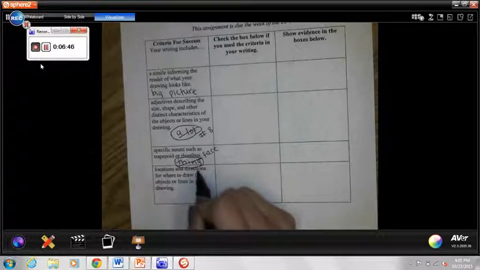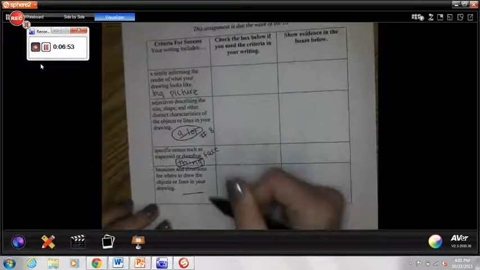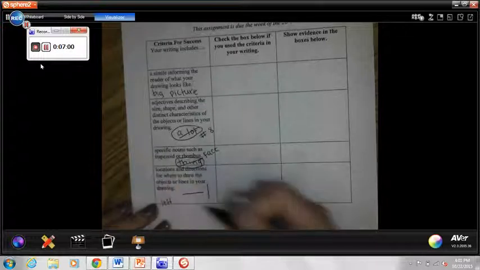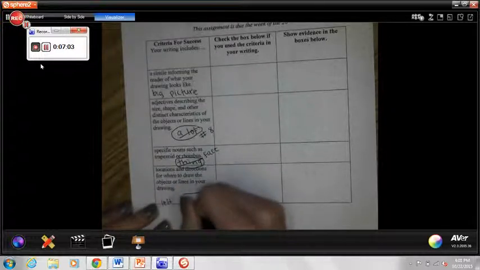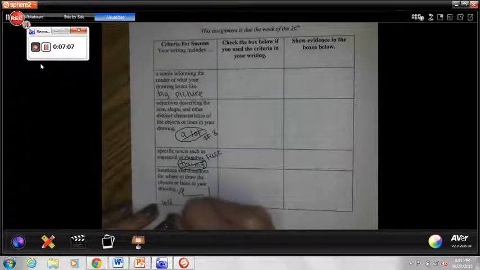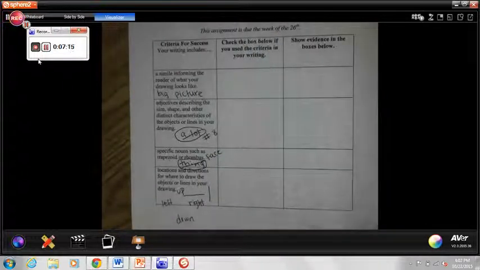So where are you going to draw objects or lines, and how are you going to draw them? Are you going to do horizontal lines? Are you going to do vertical lines? Are you going to place them to the left? Or are you going to place them to the right? Are you going to place them up, down? And then how far up? How far down? The middle of the page, middle of the line. Be specific so that your person understands what you're talking about, and you don't want them being left with any questions. So that's your criteria for success.